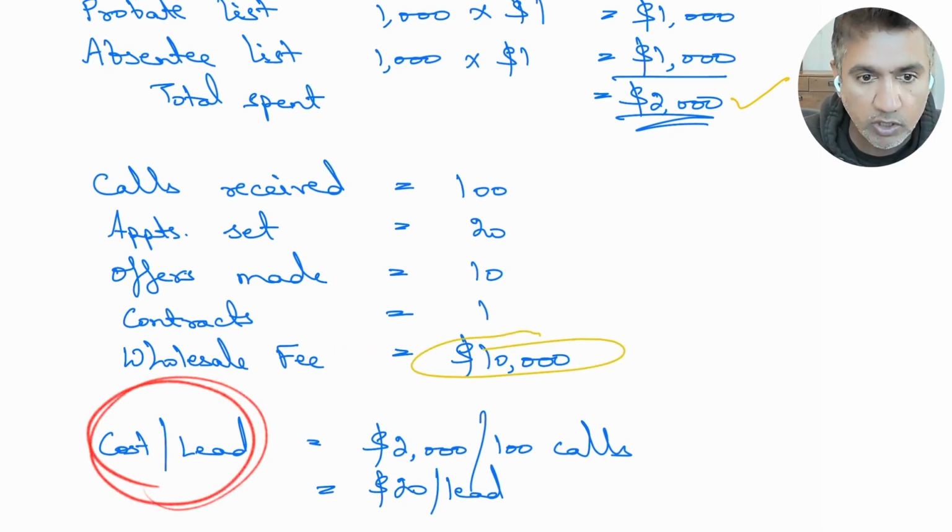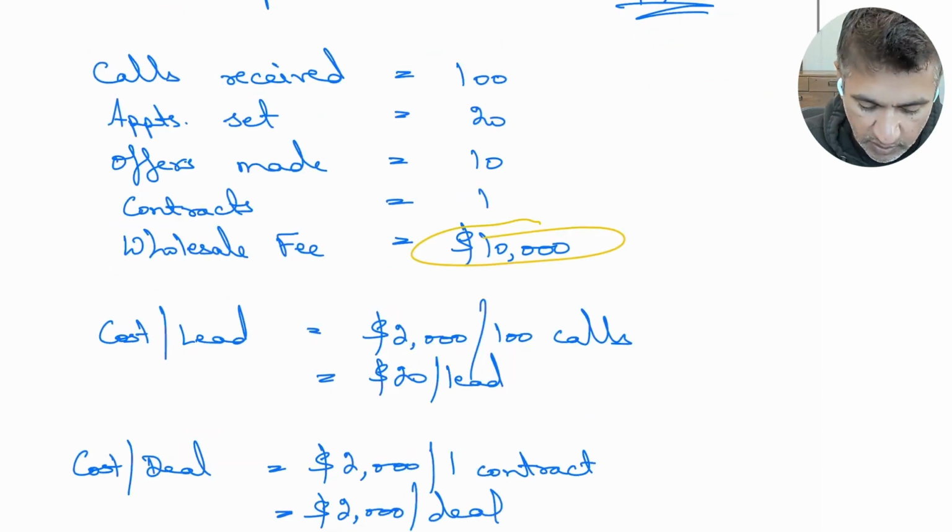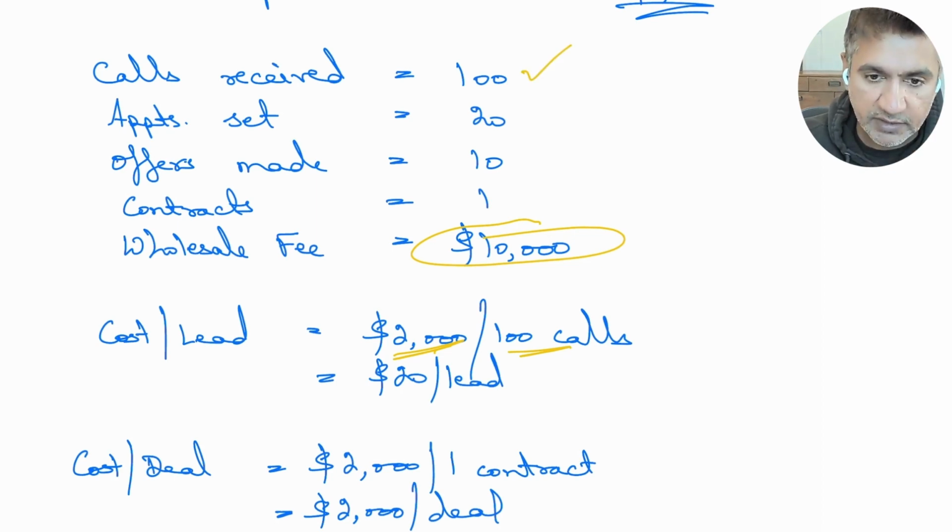Now let's look at my cost per lead. For those of you who are not sure what this is, it's how much money I need to spend to get one person to be interested. So you send out the direct mail or you're doing PPC and then a lead comes into your platform. That's called a lead. So I have $2,000 that I spent and I got 100 calls, which is my 100 leads. So my cost per lead in this case is $20. I need to spend $20 to get one lead in my system.